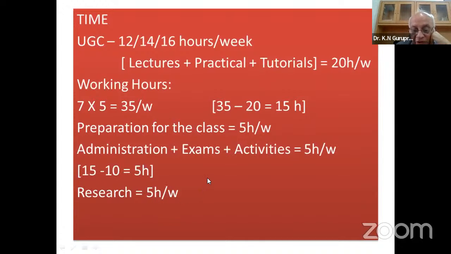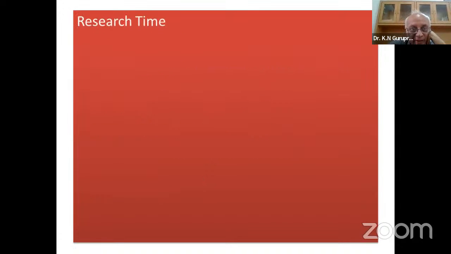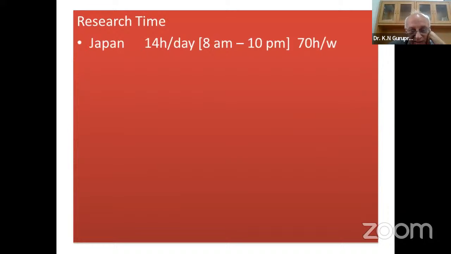But if you are to develop an active research group, you need to find more time. You need to work beyond what the institute tells you to do. Now, research time, for example, in Japan, since I have taken the research time in the countries where I have worked, and I used to work for more hours. I used to do more research when I was outside India than when I am in India.